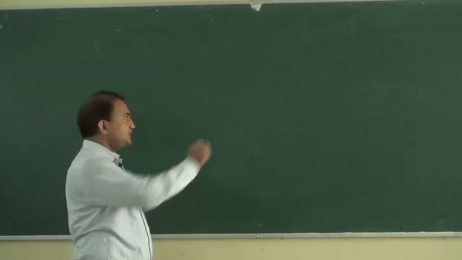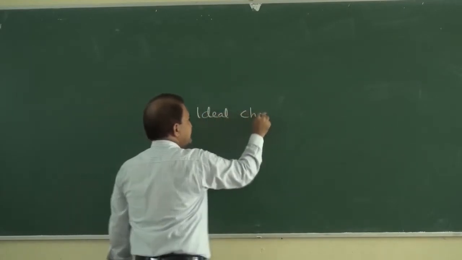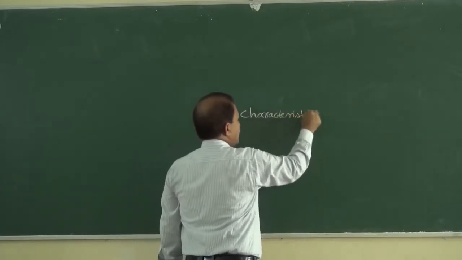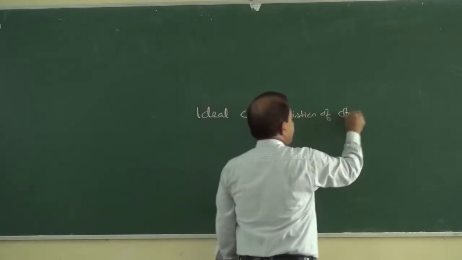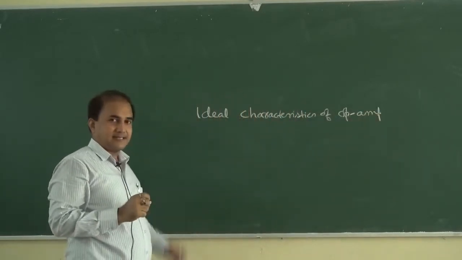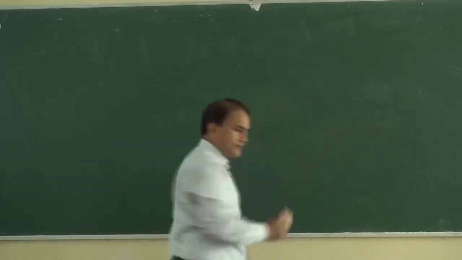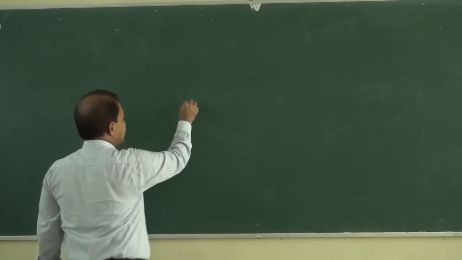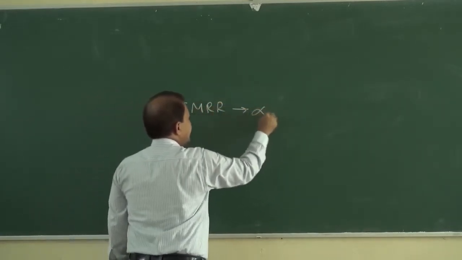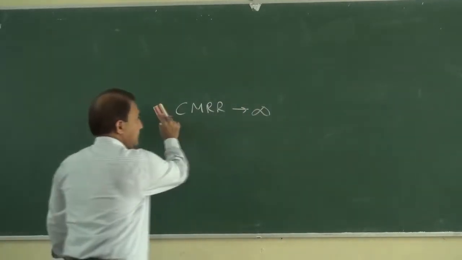We have seen the ideal characteristics of operational amplifier. In the ideal characteristics we have seen that the CMRR is infinite. So what is common mode rejection ratio?